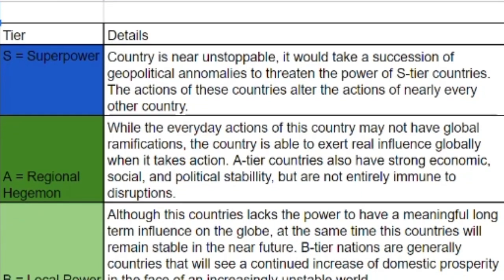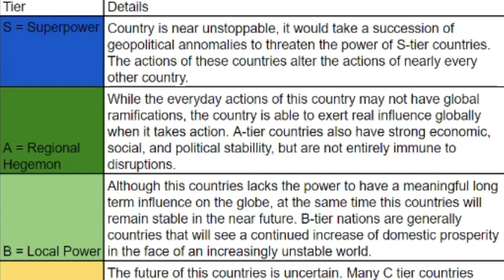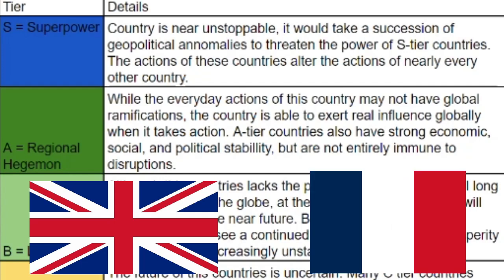The next tier is A tier. Expect to see nations that are regional hegemons in A tier. Think of countries like the United Kingdom or France, for example. But again, more on why those countries are A tier later.